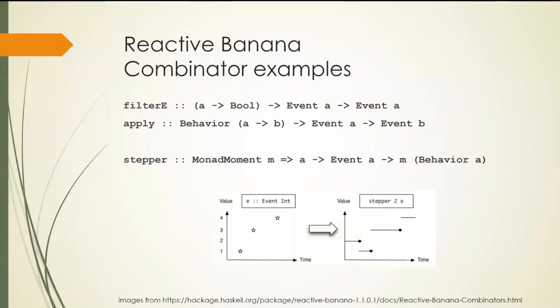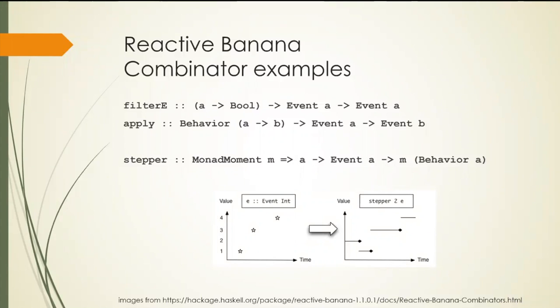So now, the stepper combinator. The stepper combinator basically introduces memory, right? And you can see that on the output type. The signature has a monad Moment on the output type. And it's just a stepper function. It just remembers the last value until you change it, right? So here in this example, on the right-hand side, you see stepper two of some specific event. So it's going to start with the value two until that event occurs. And you can see that event here occurs on the left side with a value of one. So at that instant, actually just after that instant, it's going to change its value to one, right?